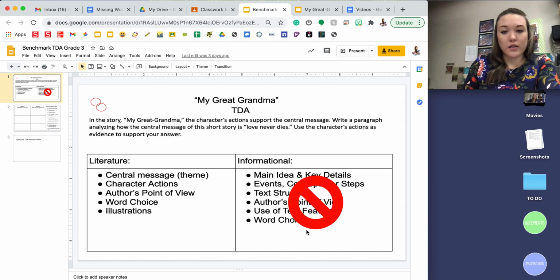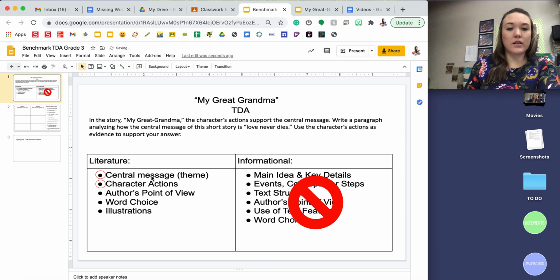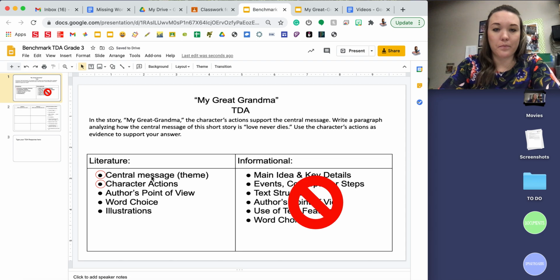I already marked that this is not an informational text, so we are only looking at the literature side or the fiction side. The first TDA element that I heard was character actions, so I'm going to circle that. And the second one I heard was central message, or remember it's the same thing as theme, which is a lesson you can take away from the story. The theme or central message of this story is love never dies.